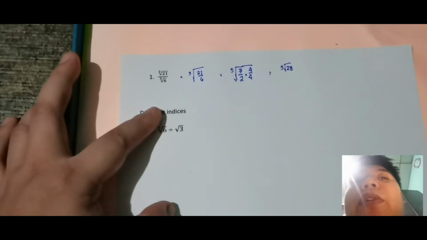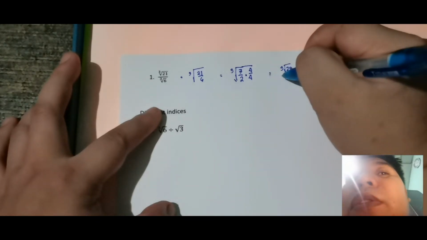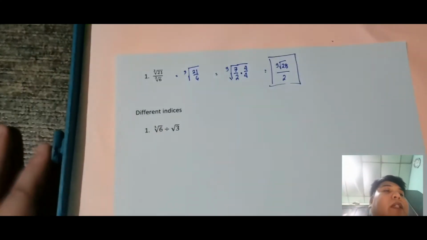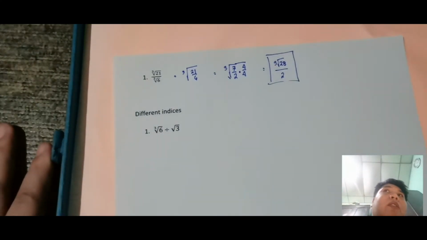Then, sa ilalim, 2 times 4 is 8. Cube root of 8 is 2. So, therefore, ito yung kanyang sagot. So, napansin nyo? Napakasimple mag-divide ng same indices.